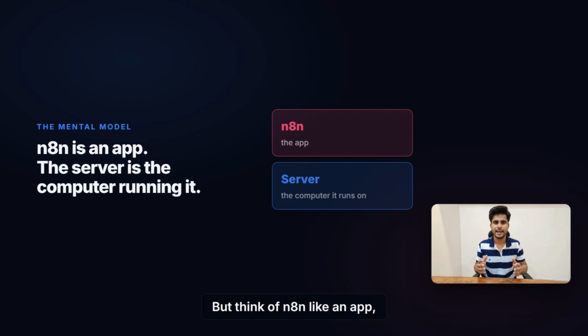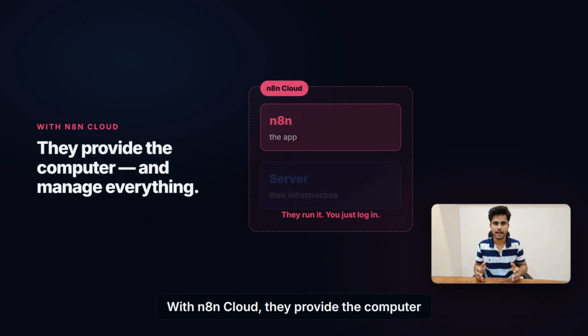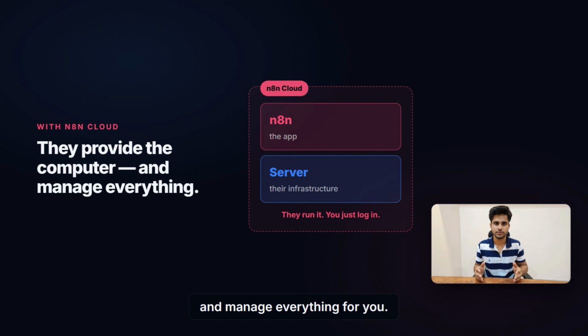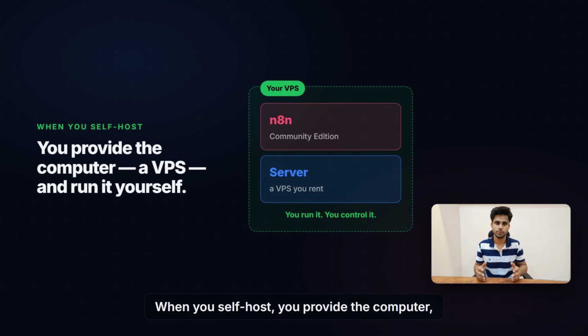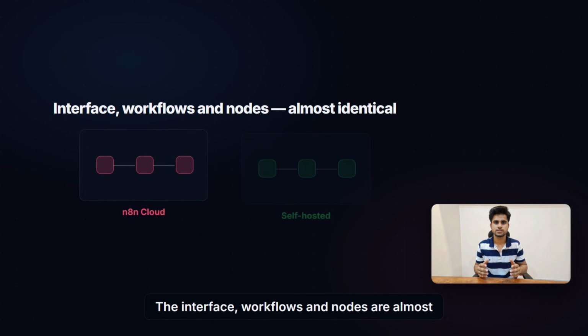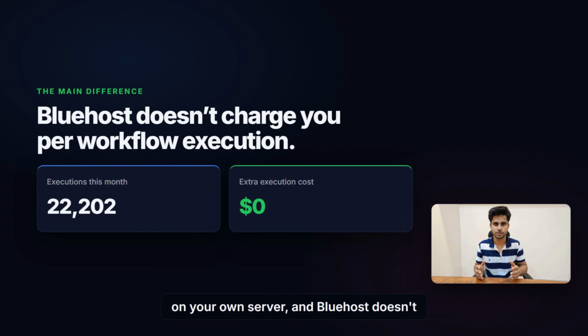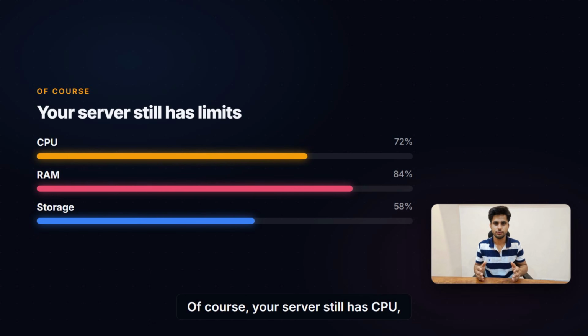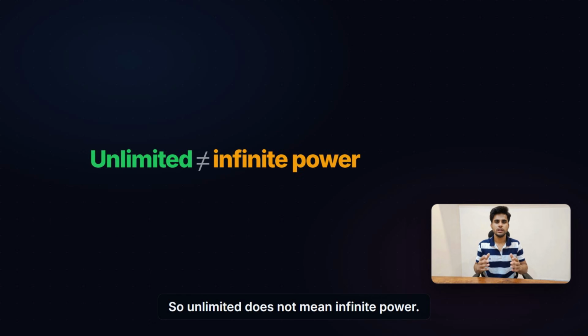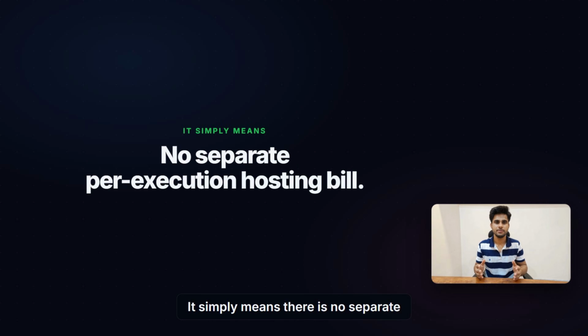But think of n8n like an app and the server like the computer running that app. With n8n Cloud, they provide the computer and manage everything for you. When you self-host, you provide the computer, in this case a VPS, and run the community edition yourself. The interface, workflows, and nodes are almost the same. The main difference is that everything runs on your own server, and Bluehost doesn't charge you based on how many times your workflow executes. Of course, your server still has CPU, RAM, and storage limits. So unlimited does not mean infinite power. It simply means there is no separate per execution hosting bill.